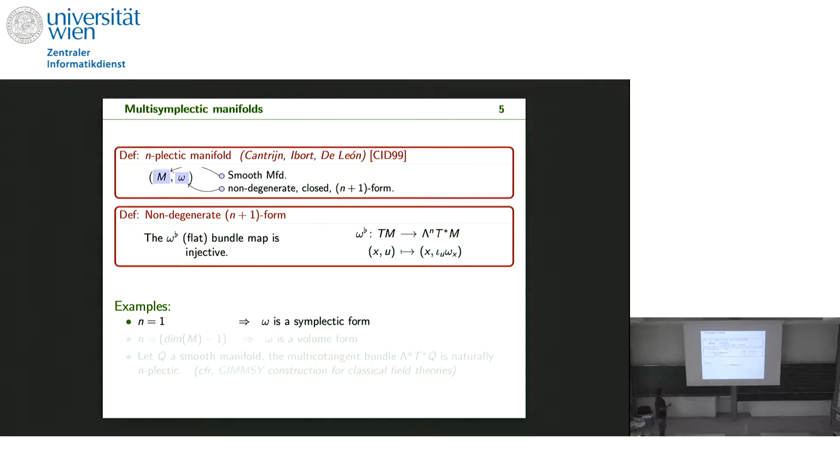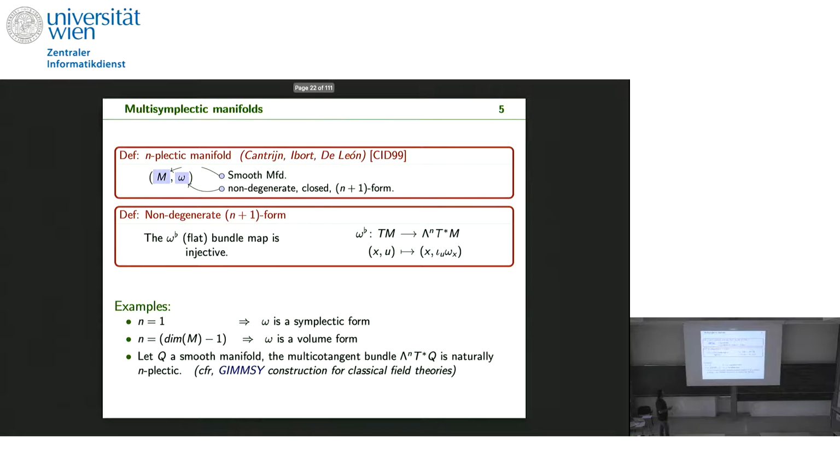A key example: when n is equal to 1, all of this boils down to a symplectic manifold, because n equals 1 means that I have a 2-form here. When n is basically the top dimension allowed for the system, omega is a volume form.